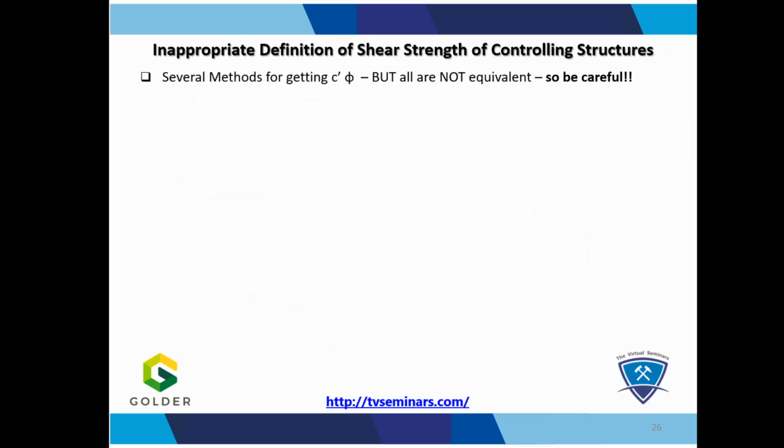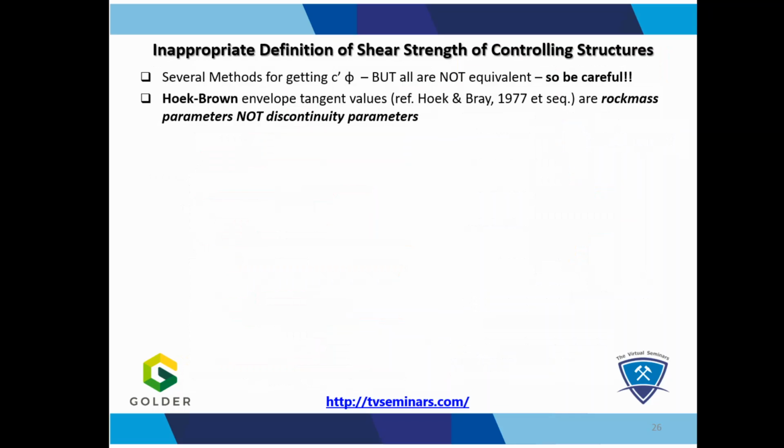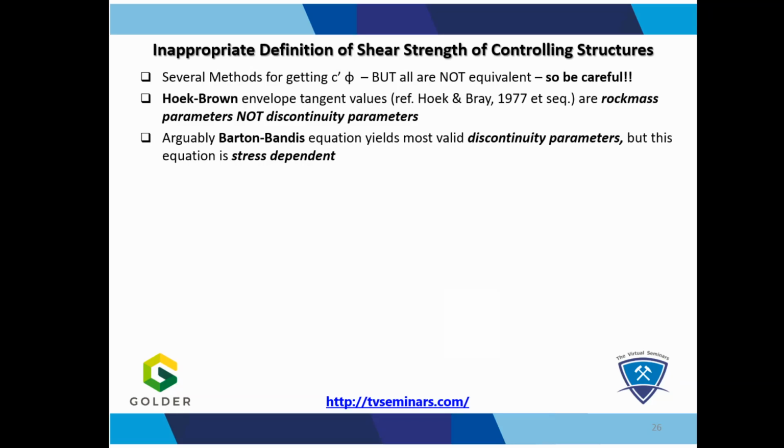Shear strengths also are a major concern. There are many methods for us to get C and phi, but they're not all equivalent. We often see folk just taking the Hoek-Brown envelope tangent value and applying them to discontinuity. This is incorrect. These Hoek-Brown values are rock mass parameters. They're not discontinuity parameters. We should probably be thinking only of using the Barton-Bandis or more Coulomb types of assessment when we're dealing with discontinuities in our models.